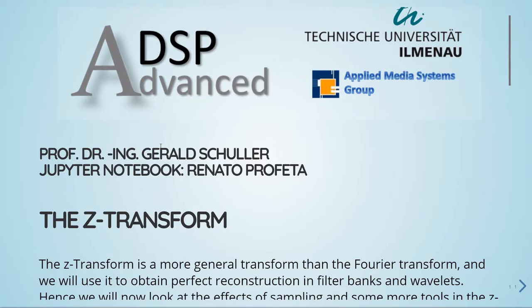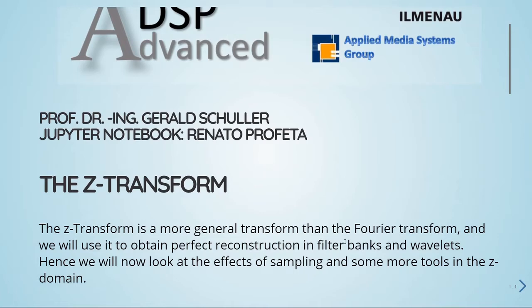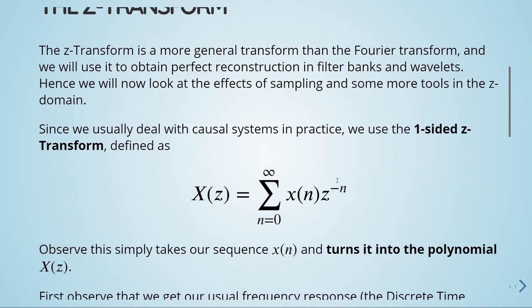The Z transform is a more general transform than the Fourier transform, and it's widely used in discrete time signals and systems, and we're going to use it in filter banks and wavelets. And now we'll look at the effects of sampling and some more tools in the Z domain.